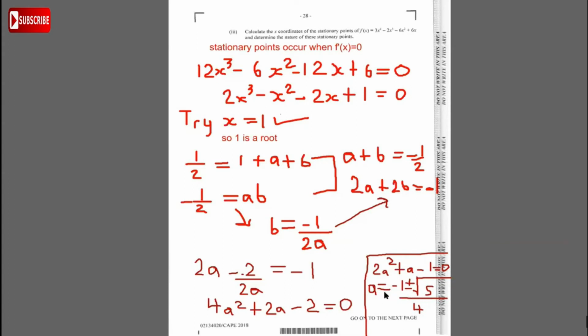All right, so now if a is these two values, you find the two roots. One of the roots is going to be minus 1 plus root 5 over 4, and the other one is going to be minus 1 minus root 5 over 4. And one root is 1. So good.